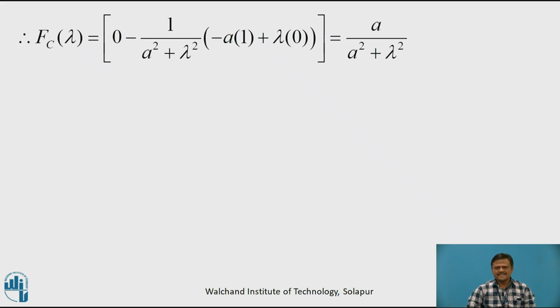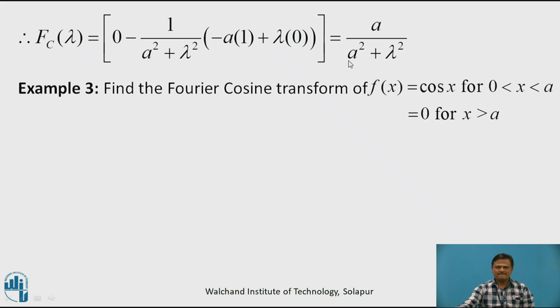Now moving on to the next example, example number 3. Find the Fourier cosine transform of f of x equal to cos x for 0 less than x less than a, and it is equal to 0 for x greater than a. When you look at this problem, you will understand that the function given to us is again a piecewise defined function. It is defined to be cos x for x between 0 and a, and it is defined to be 0 when x becomes greater than a. Now let's go to the solution to this problem.